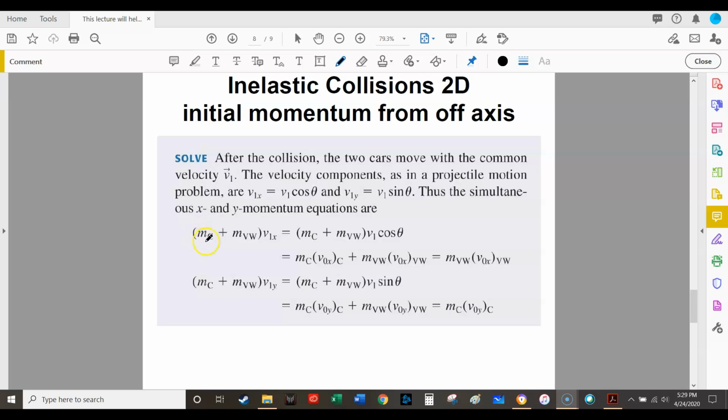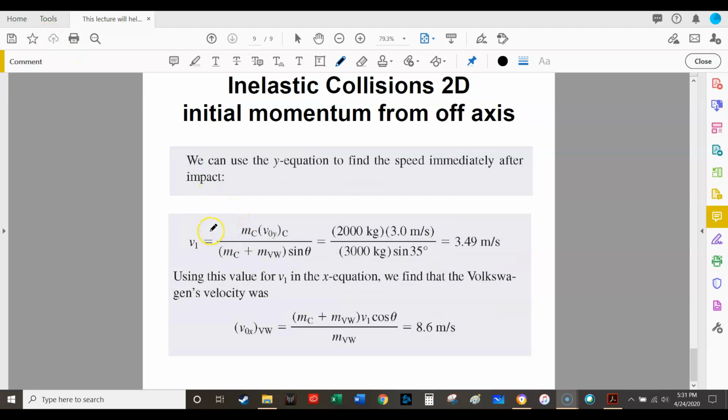What they're saying right here is the initial velocity of the Cadillac in the beginning is 0, right? That's going to be equal to, plus, the initial velocity of the Volkswagen in the x direction, which is not 0. So they're saying this is going to be equal to the initial velocity in the x direction for the Volkswagen. And they're also saying that the final momentum in the y direction is equal to the initial momentum of the Cadillac in the y direction.